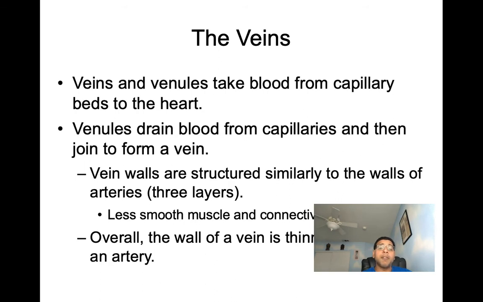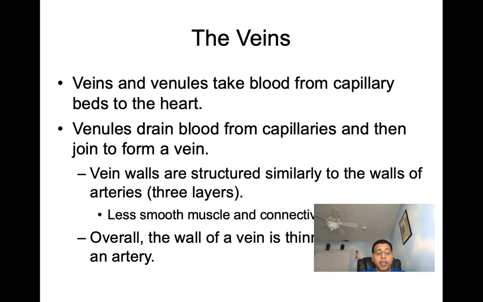The walls of our veins and our venules, we'll see, are going to have the same 3 layers as arteries, but there's less smooth muscle and connective tissue. Veins have valves, and these valves are going to allow blood to flow only in one direction, and that's going to be towards the heart, and prevent blood from flowing backwards. Valves are going to be found in the veins that carry blood against the force of gravity.